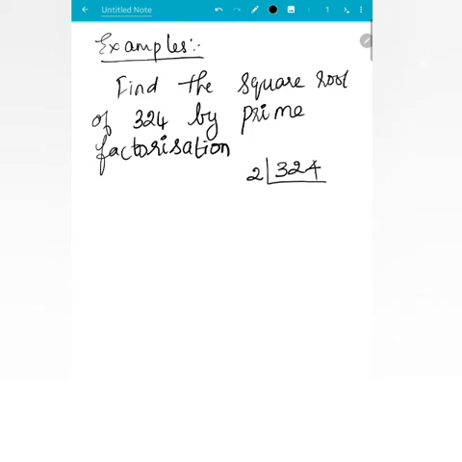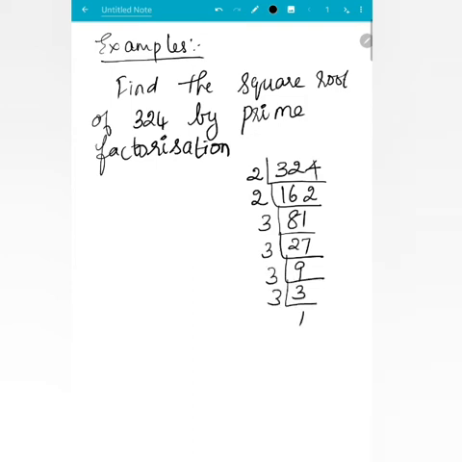If you divide 324 by 2, the answer is 162. Again it is divisible by 2, so the answer is 81. 81 is divisible by 3, the answer is 27. 27 is again divisible by 3, the answer is 9. 9 is divisible by 3, so 3 into 3. So 324 is nothing but 2 into 2 into 3 into 3 into 3 into 3.